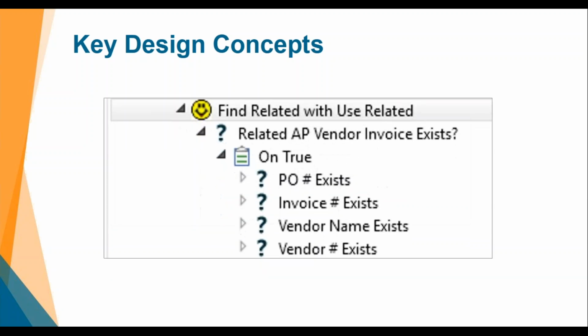A much more efficient way to do it, and you can tell by the happy icon, is first go look and find out all my related AP vendor invoices and bring those back. And now say, do you have a matching PO number, invoice number, vendor name, and vendor number? So go do that check, bring back all your related items first, and then do your evaluations on those related items directly within your rule. Much more efficient and less processor intensive on your SQL Server.